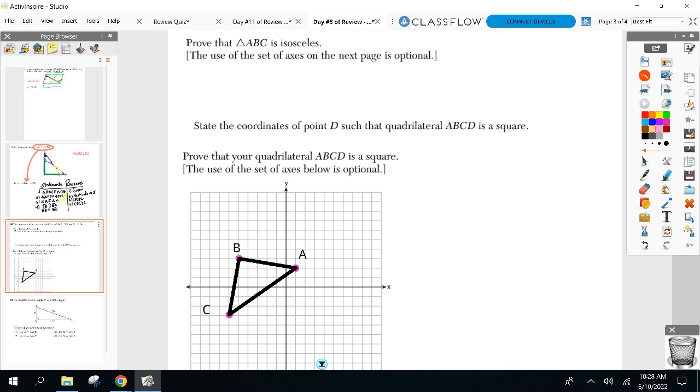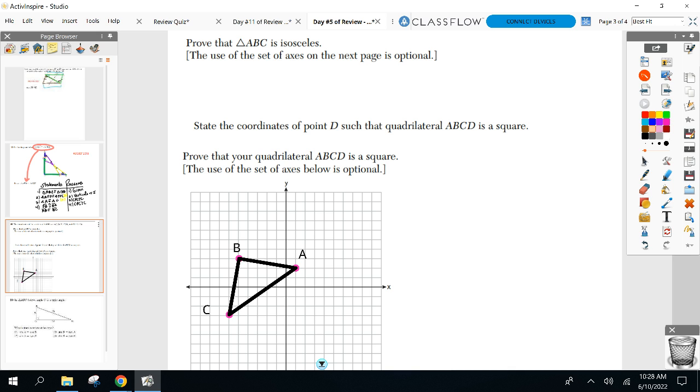All right, ready to go? Got a graph. First part, prove it's isosceles. What do you know about an isosceles triangle? How many congruent sides? 2. Okay, so this is why it's good to graph too. We could save ourselves time. I don't want to waste my time and do all 3 sides.